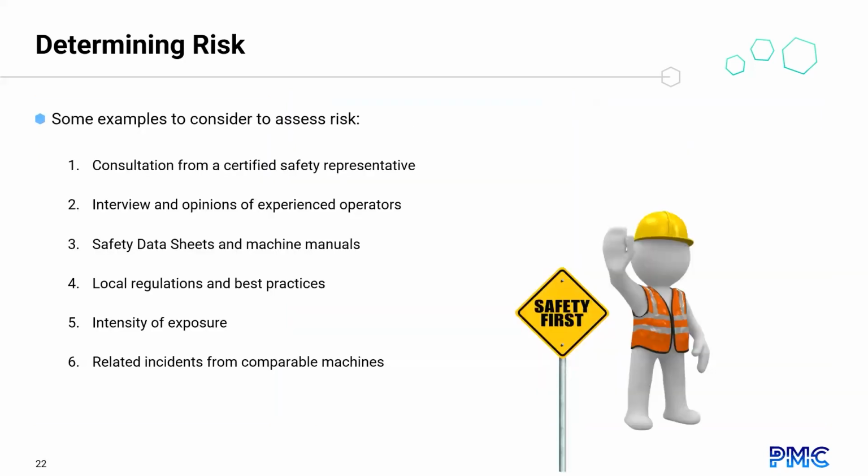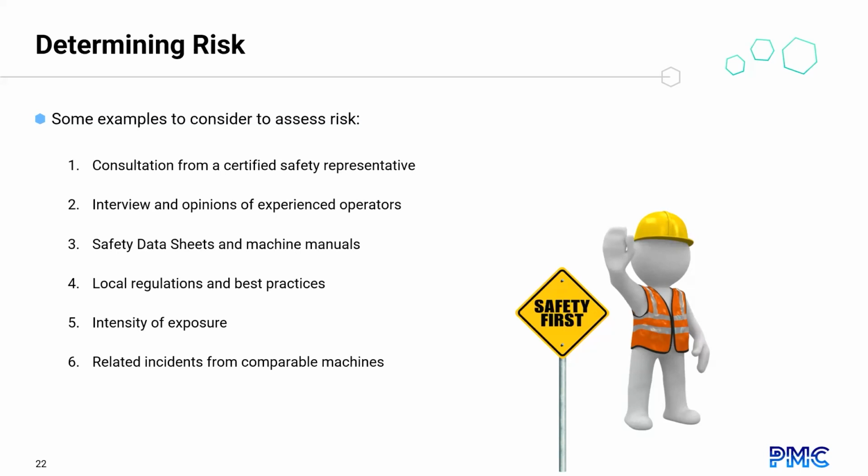Once we get past the hazard identification step, we'll look at how we can determine risks. At first, it can be a tricky process because sometimes it's not clear whether a process, a mechanism, or a machine poses a risk. So here are a few more things that we might consider for the risk assessment. We have a consultation from a certified safety representative. It may even be a work safety technician, for example.